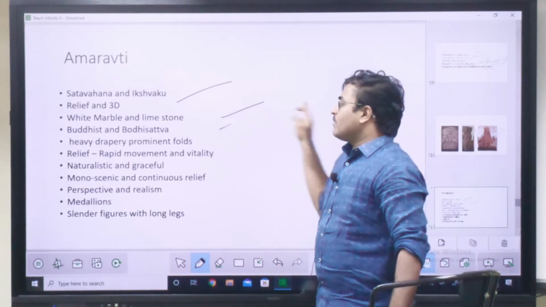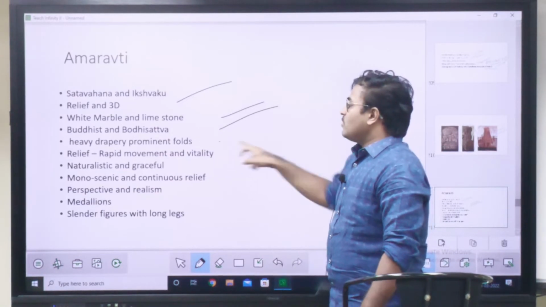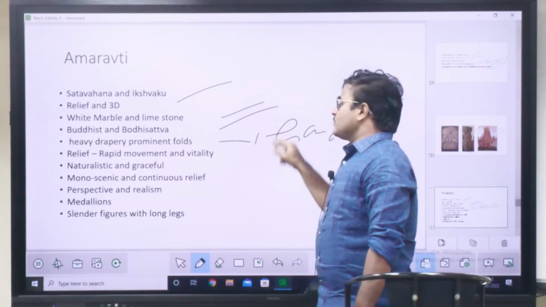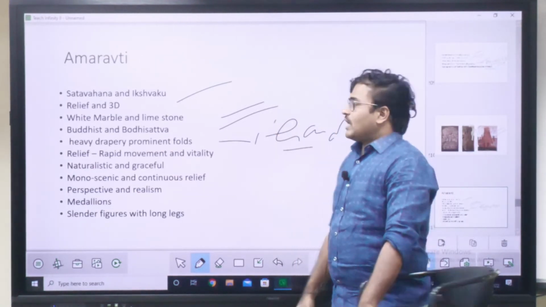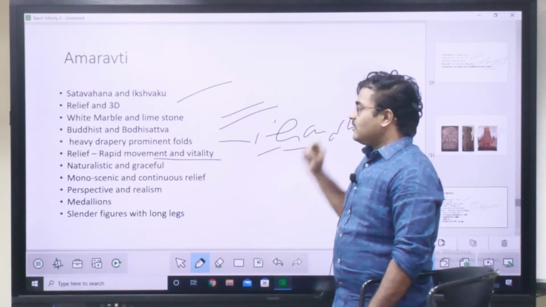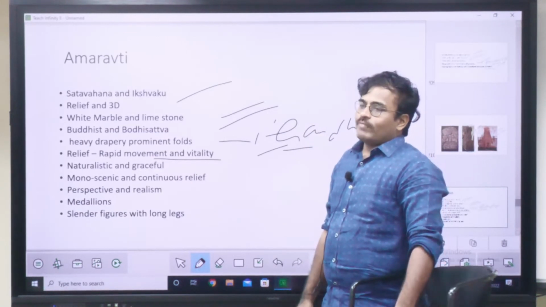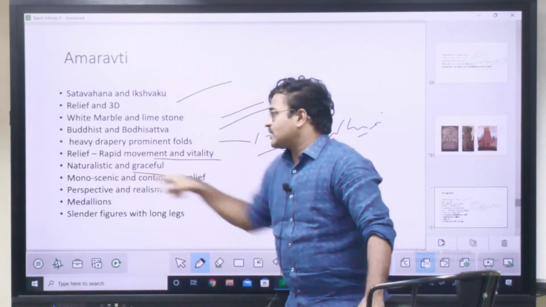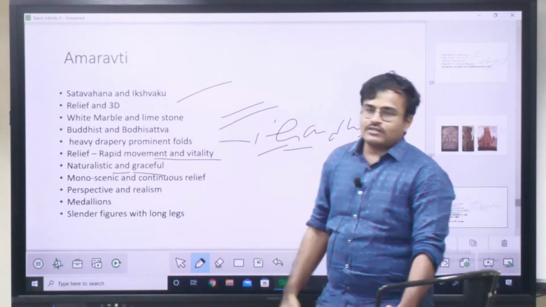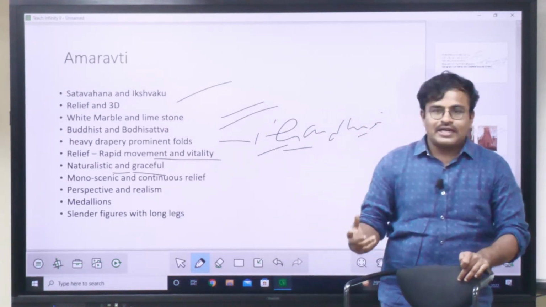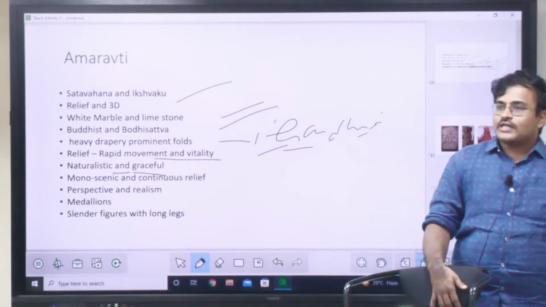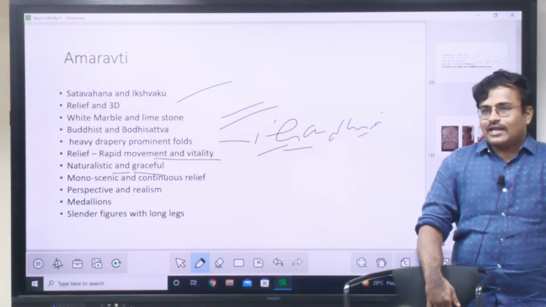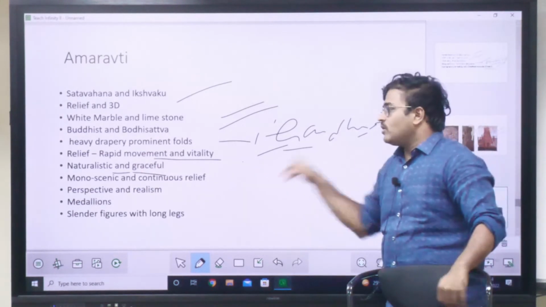Then along with that, Buddha and Bodhisattva images, heavy drapery with prominent folds. This is the influence of Gandhara. You write it there itself. Gandhara influence. And the relief images have rapid movement and vitality. And here, they started depicting the images in the format of naturalistic and graceful images. Naturalistic means which are very close to reality rather than idealized body forms. Gandhara school is idealized. Yes or no? It is idealized. Here it is naturalistic and graceful.